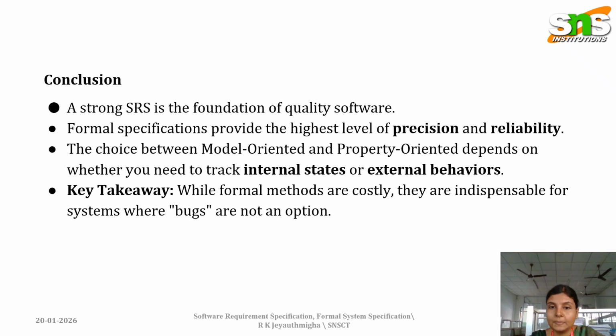abstract data types. Conclusion: a strong software requirement specification is the foundation of quality software. Formal specifications provide the highest level of precision and reliability. The choice between model-oriented and property-oriented depends on whether you need to track internal states or external behaviors. The key takeaway is that while formal methods are costly, they are indispensable for systems where bugs are not an option. Thus, coming to the end of the session.